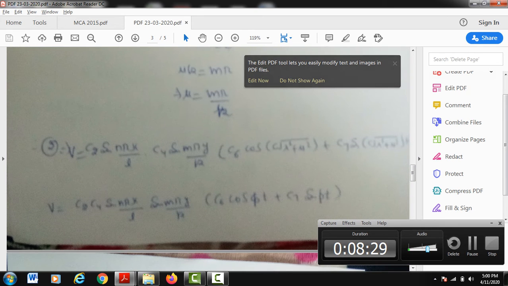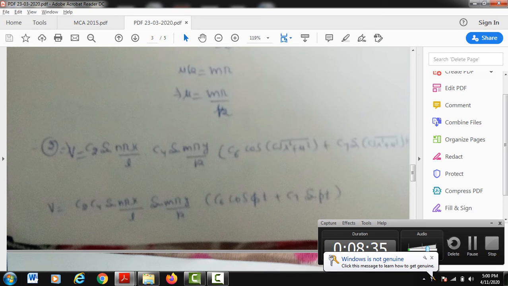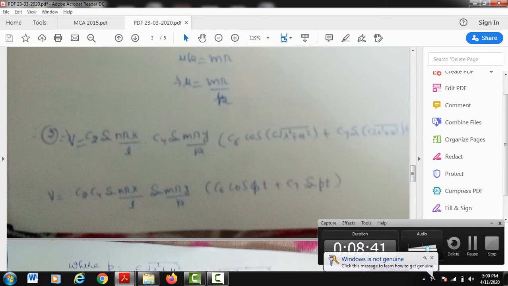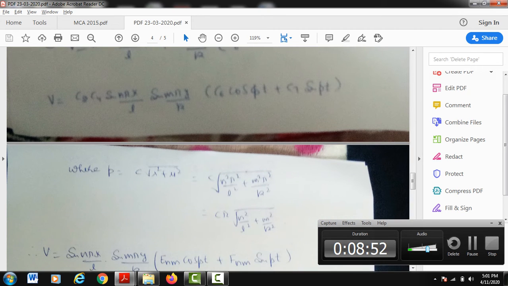So therefore the solution 2 reduces to, we have used the four conditions by putting x is 0, by putting x is n, by putting y is 0, and then y is equal to k. I am getting v is equal to c2 c4 sin n pi x over L, sin m pi y over k, c6 cos pt plus c7 sin pt. Now the question here arises, what is p?